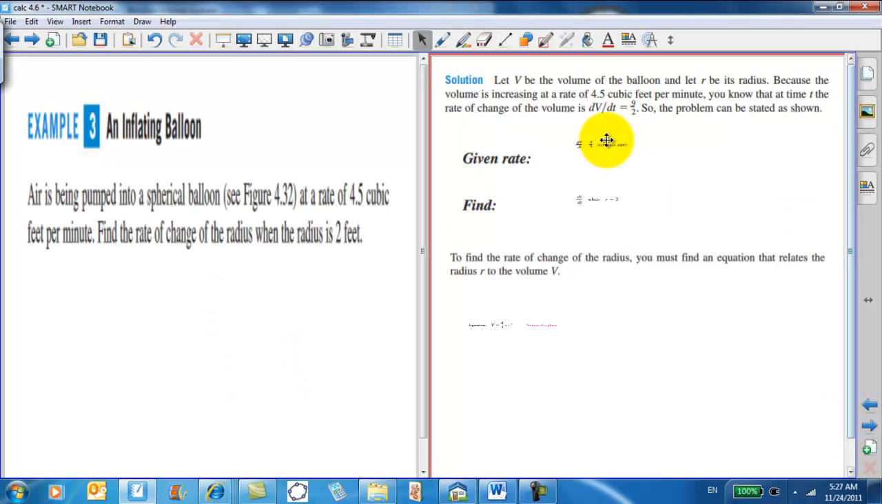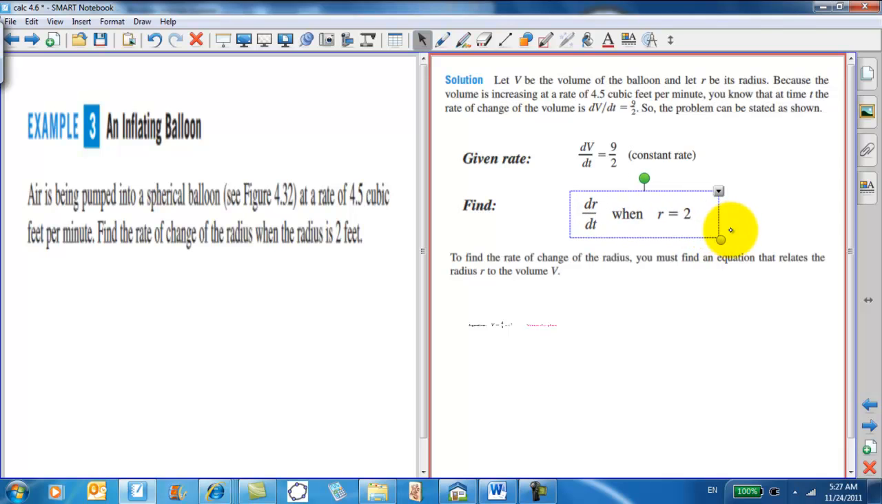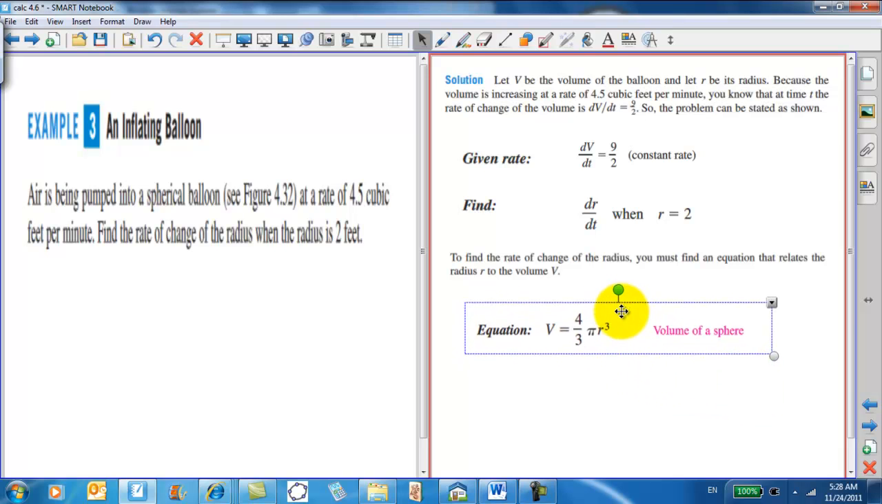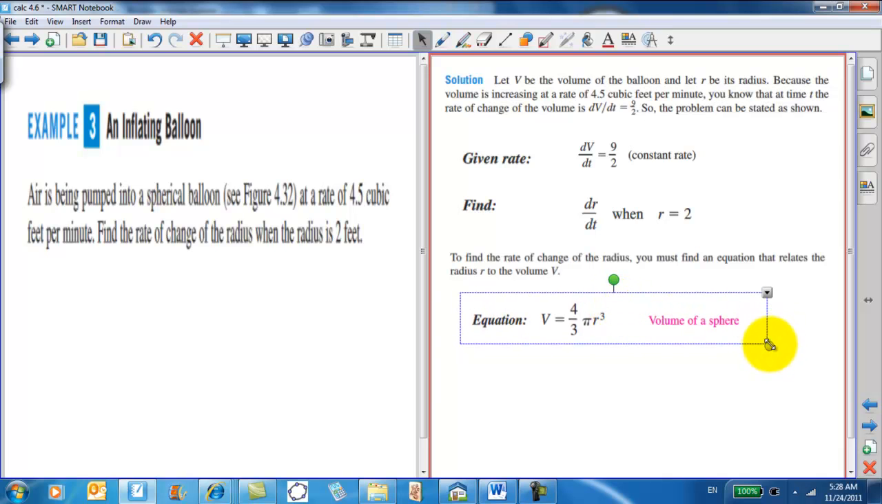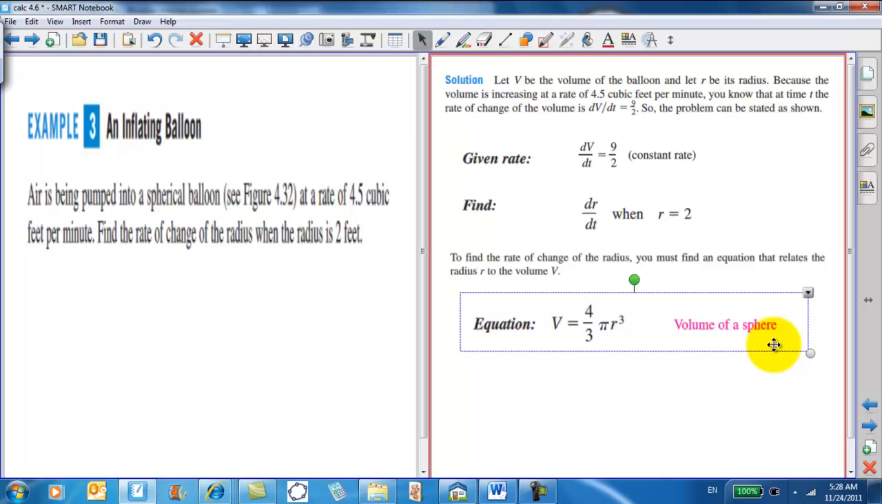So let's look through our given information here. Our given rate is this rate of change of volume, dV/dt, 4.5 cubic feet per minute, or 9/2. It's a constant rate. It's not like 9/2 at 2 seconds and something else at 3 seconds. It's 9/2 all the time. And we're supposed to find what dr/dt is when r equals 2. So we start with the equation. I'll have these equations right there on the test. It's a matter of you interpreting the equation correctly. Or there might be a choice of some equations just to jog your memory. Volume equals 4/3 pi r cubed.